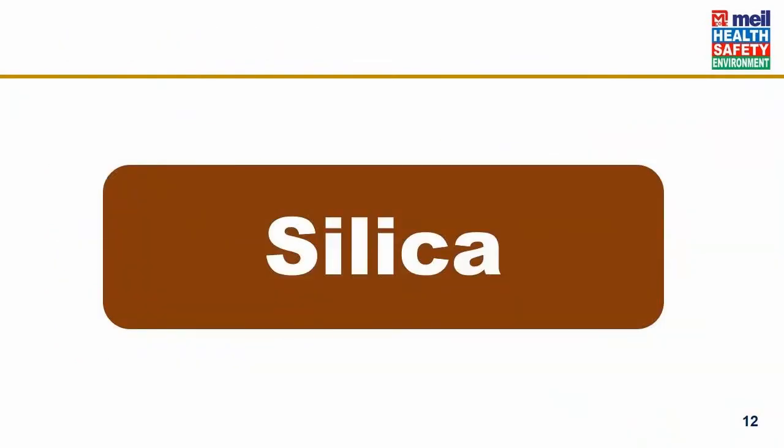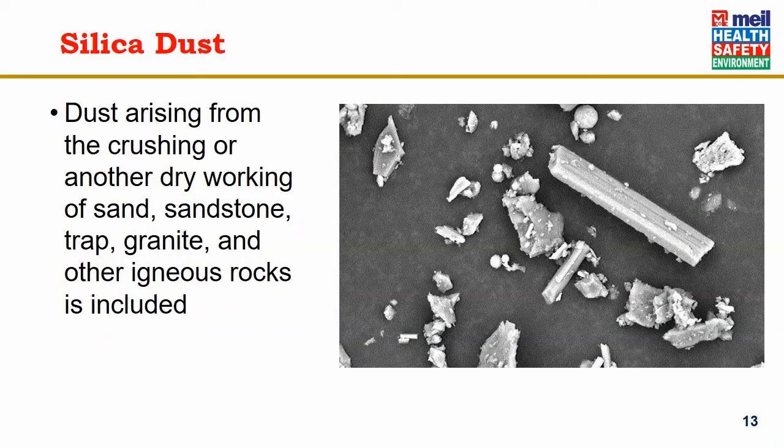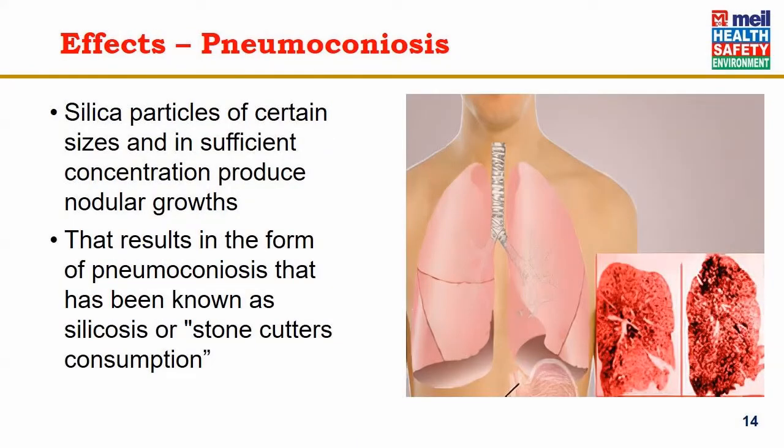Silica dust. Silica dust arises from the crushing or other dry working of sand, sandstone, trapped granite and other igneous rocks which are included. Silica particles of certain sizes and in sufficient concentration produce nodular growths that result in the form of pneumoconiosis that has been known as silicosis or stonecutters consumption.